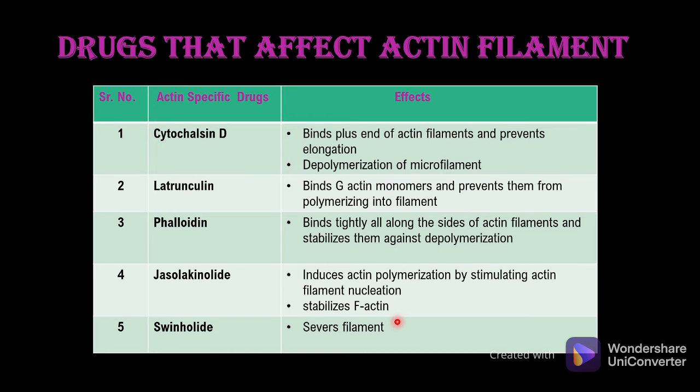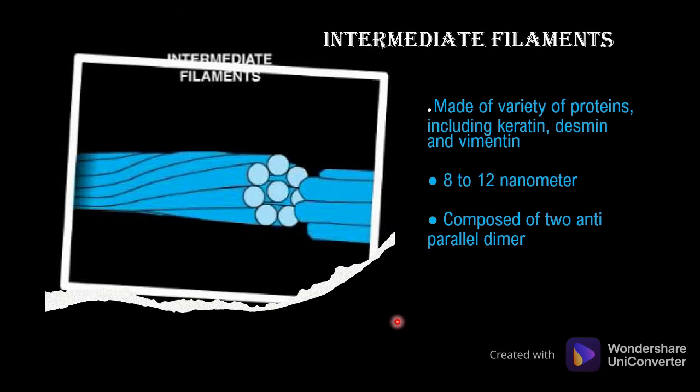Now we will move on towards the next filament, that is the intermediate filament. As the name suggests, they are so named because they are thicker than the actin filaments and thinner than the microtubules or muscle myosin filaments.